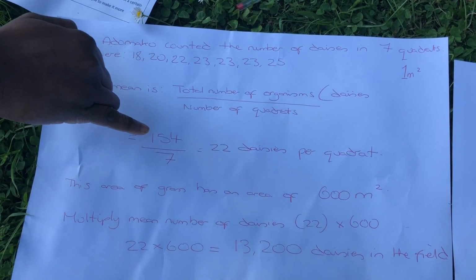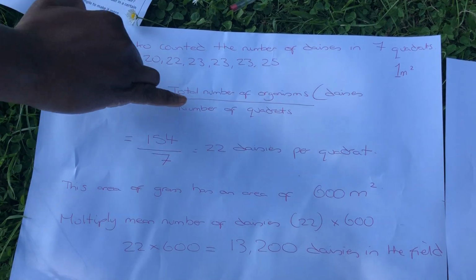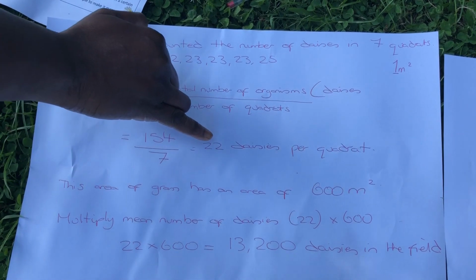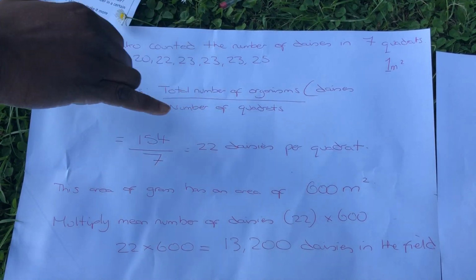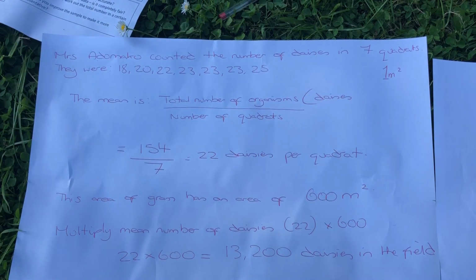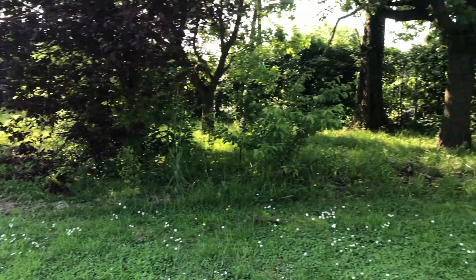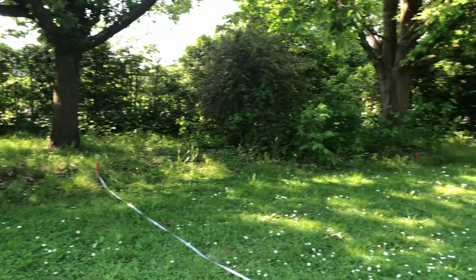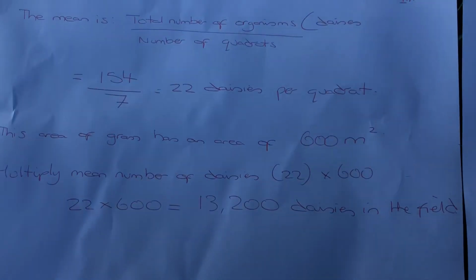I did this and I got 154 daisies within the 7 throws of the quadrat, so that gives me 22 daisies per quadrat. Now if one quadrat gives 22 daisies and it's 1 square meter, then we're thinking that if the whole area is actually 30 meters by 20 meters, then we have an area of 600 square meters.